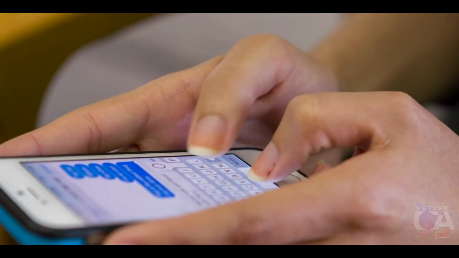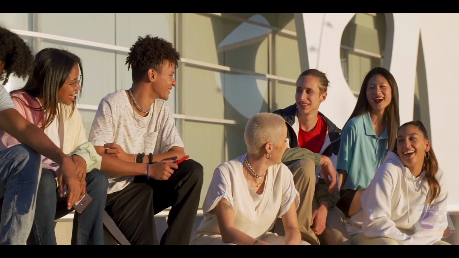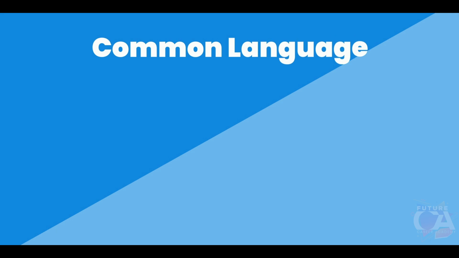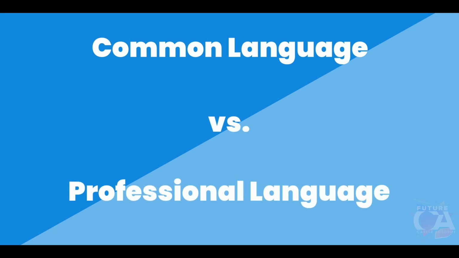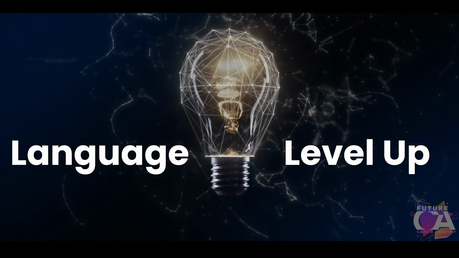Communication styles can vary across different contexts, such as school, home, or social settings, aka hanging with your friends. So it's essential to know when to use common language versus professional language. Knowing that difference is what we like to call a language level up.